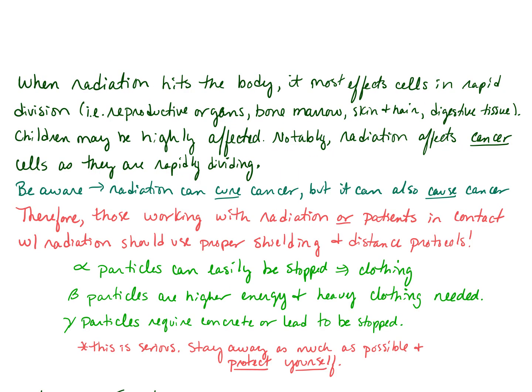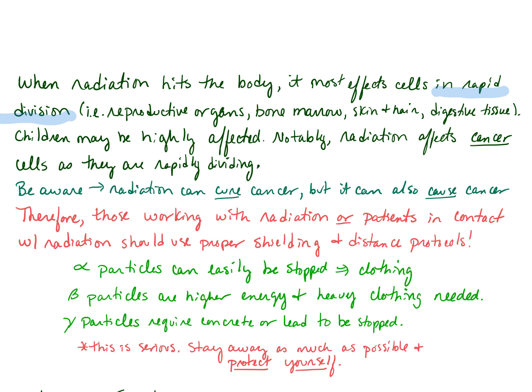Okay, so here's some basic stuff before we go into too many problems. When radiation hits the body, it's going to affect the cells in rapid division the most. So things like reproductive organs, your bone marrow, which is where you make red blood cells, your skin and hair, digestive tissue. If you've ever heard of somebody who is undergoing radiation, those are exactly the types of things that they can get sick with.